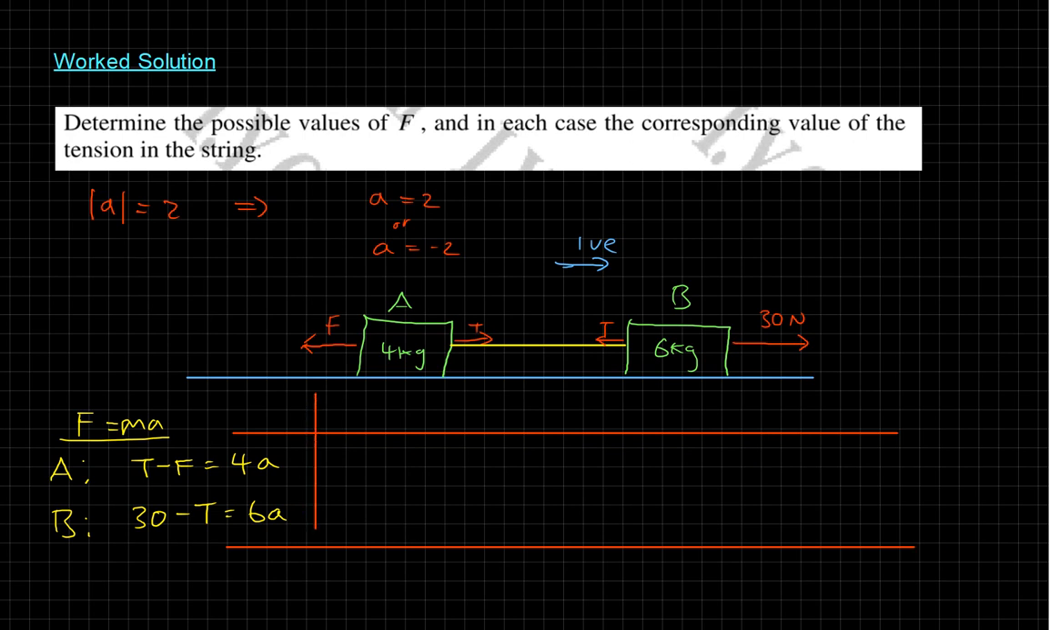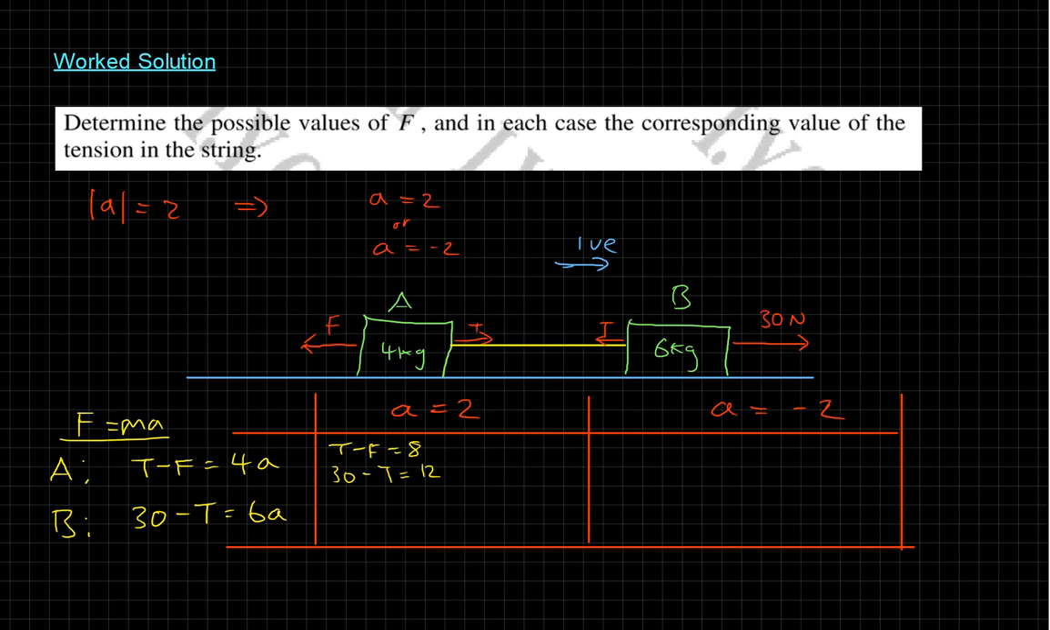And within that, I'm going to include the working for the two possible scenarios. So let's pick a equals 2 first and a equals -2 as our second possibility. So when a equals 2, what do these equations become? We have T minus F equals 8, and we have 30 minus T equals 12. And then it's a little bit of simultaneous equations.